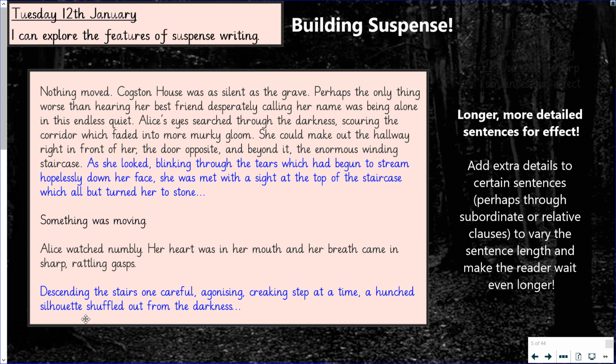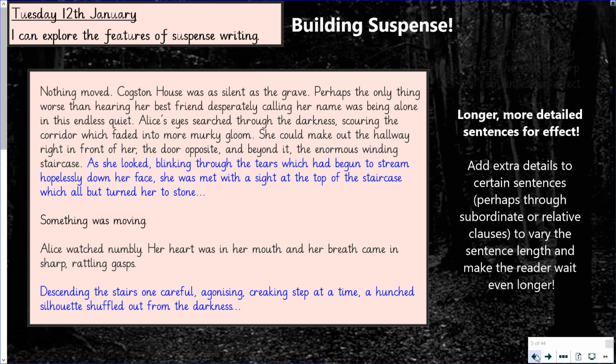Here's another sentence which starts with the verb descending. Descending the stairs, one careful, agonizing, creaking step at a time, a hunched silhouette shuffled out from the darkness. So it's important when we write our suspense writing that we vary our sentence length effectively. Some sentences with lots of detail, perhaps using subordinate conjunctions or relative clauses, such as which had begun to stream hopelessly down her face or which all but turned her to stone. But by adding these extra clauses in, we can vary the sentence length effectively.